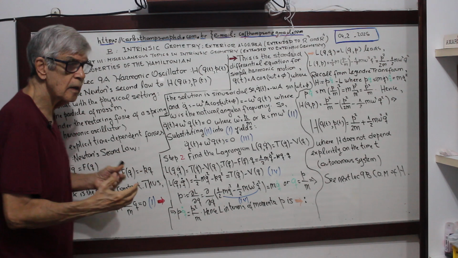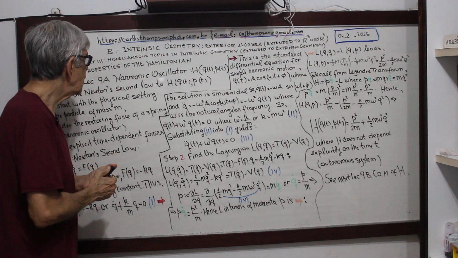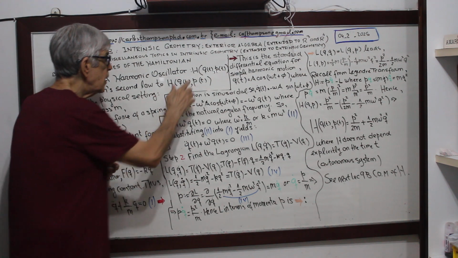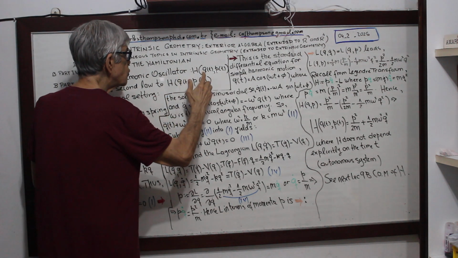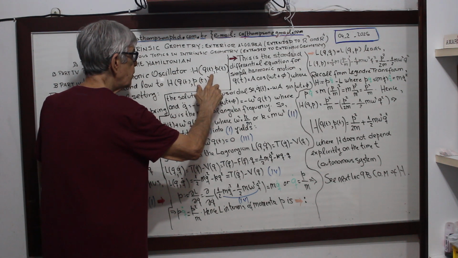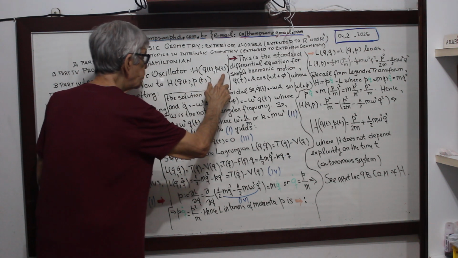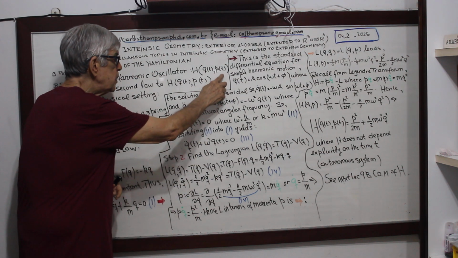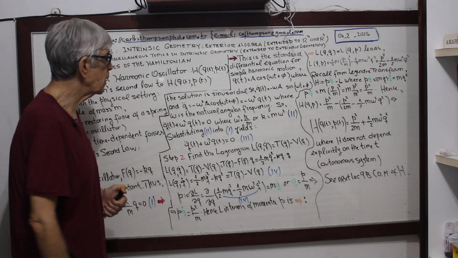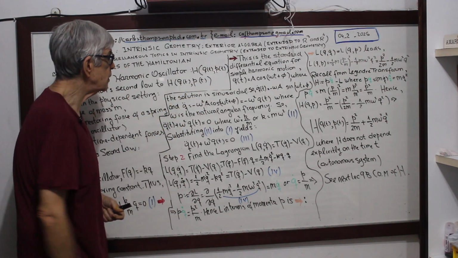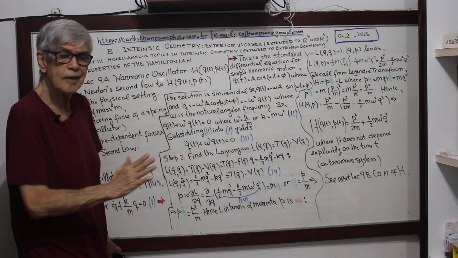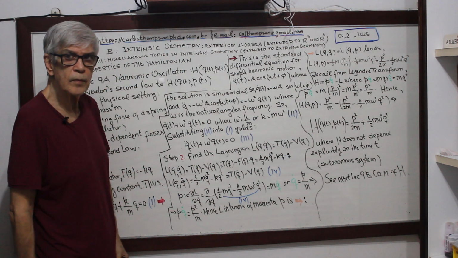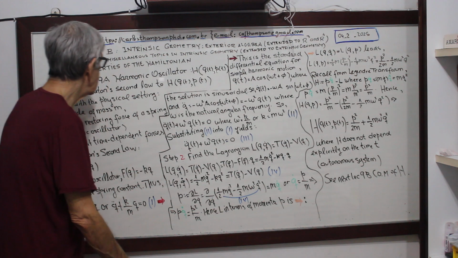I will apply as a second example the harmonic oscillator, in which H is a function of q of t and p of t. q are the generalized coordinates, and p are the momenta. Now you can see here that t is not explicitly involved. This is for an autonomous system.